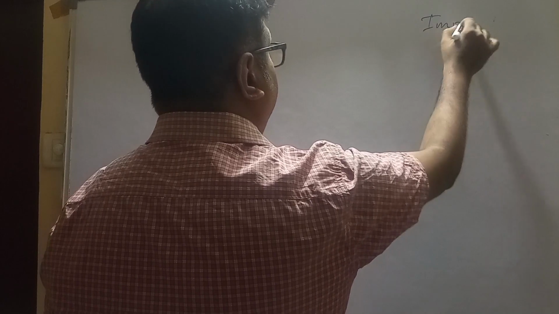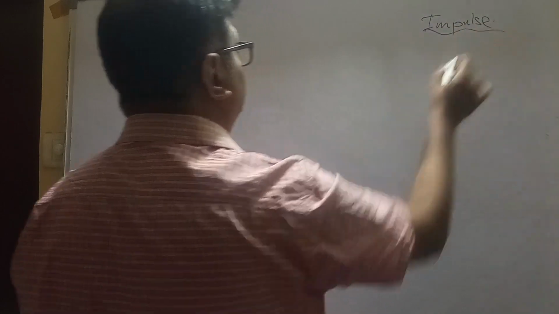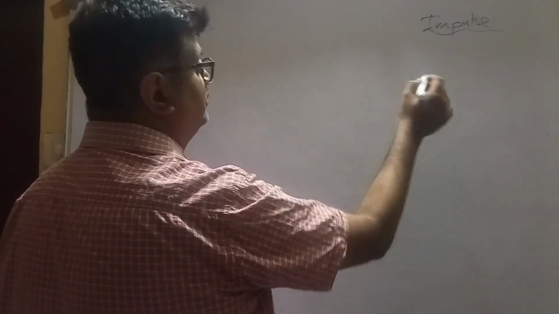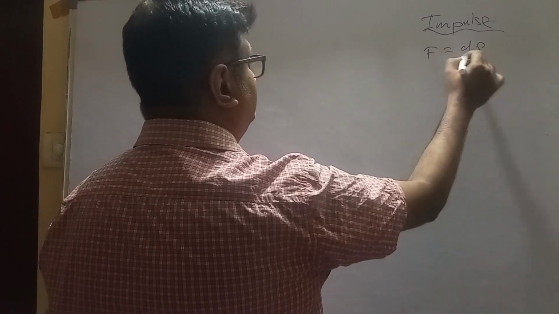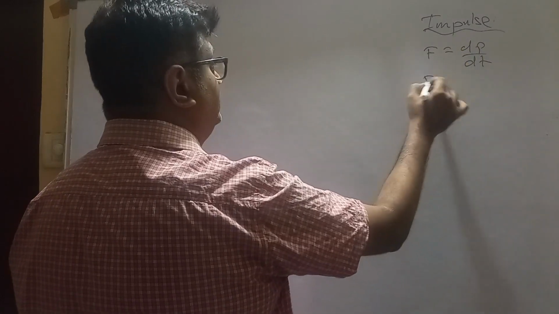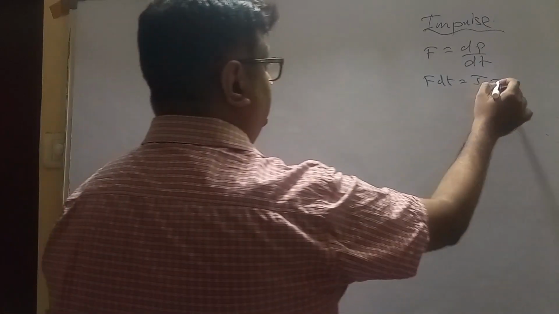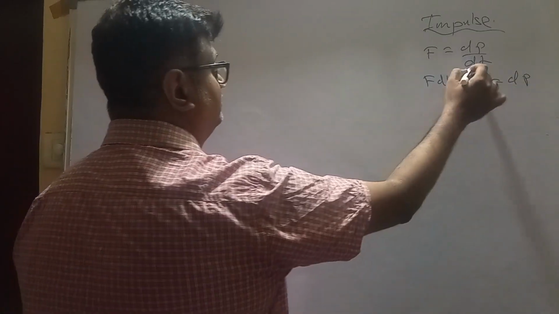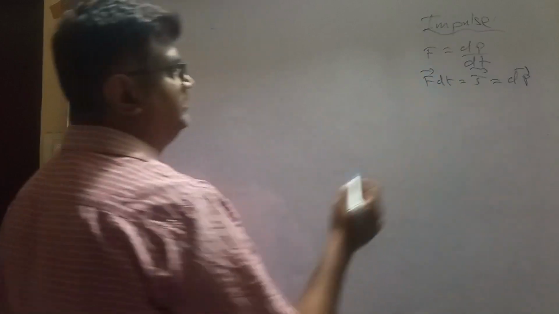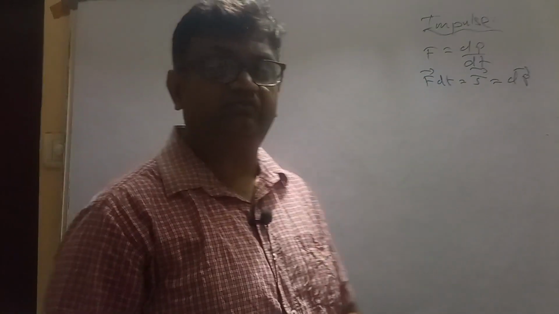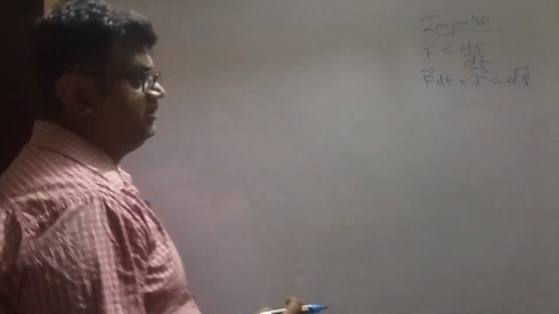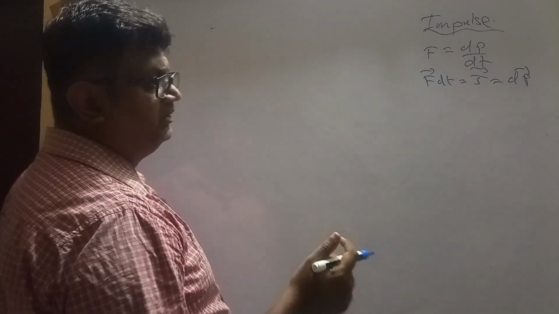So the next concept is the concept of impulse. See, impulse is like, F is equal to dp by dt. So F into dt is called impulse. This is represented by J vector, which is equal to the change in momentum.